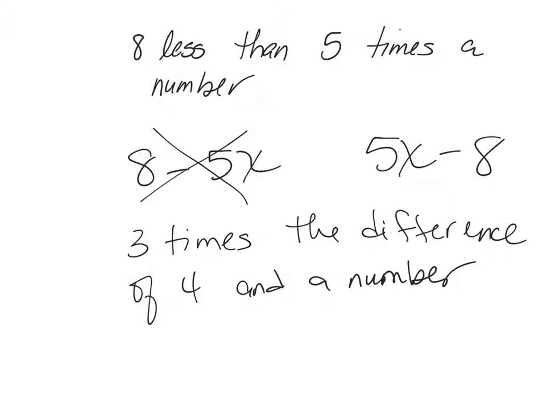So the way you do these: 8 less than 5 times the number. When it says the word "less," you put it after the fact. So 5x minus 8, not 8 minus 5x.